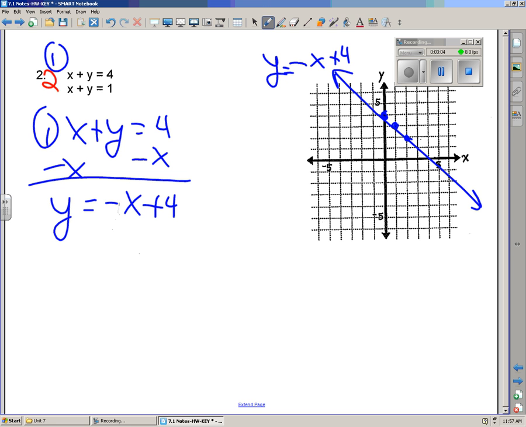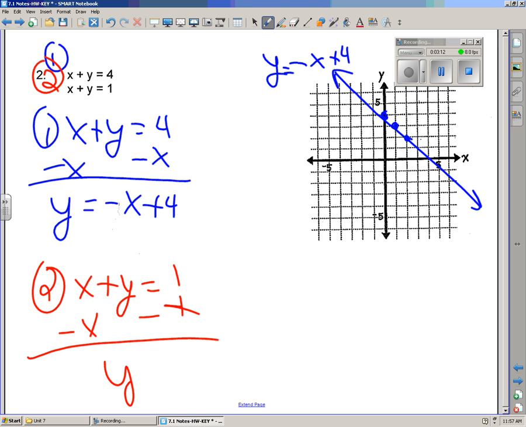On this second line, x plus y equals 1. Subtract x, y equals negative x plus 1. We're going to begin this line at positive 1, down 1 over 1, down 1 over 1. We're going to graph this guy, and we're going to label this guy, negative x plus 1.